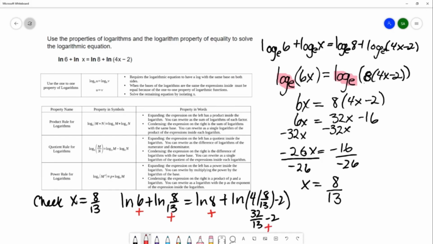So the reason why I'm checking to see if they're positive is because the log of positive numbers is defined, log of 0 is undefined, and log of a negative is undefined. So if any of those expressions had a negative inside the logarithm or 0 inside the logarithm, then we would throw that solution away. We will keep the solution of 8/13 because they were all positive.